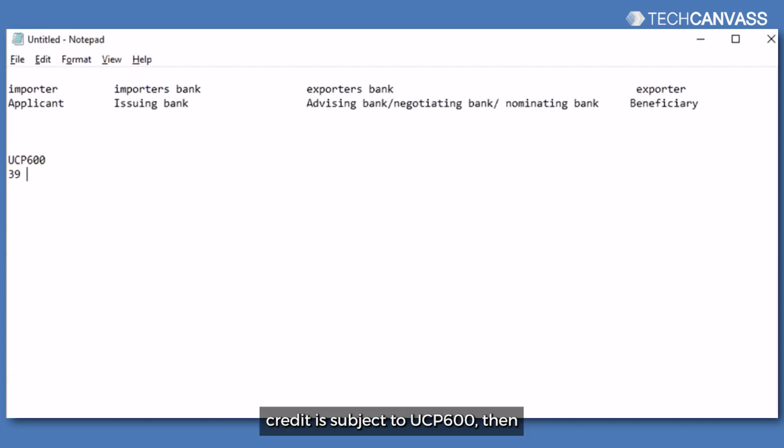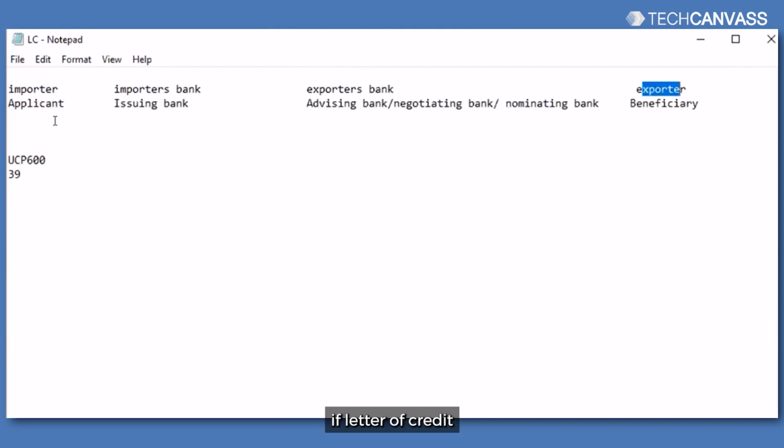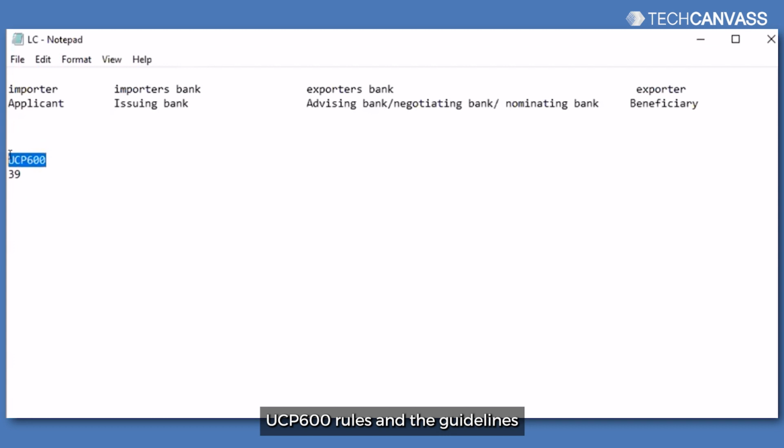If the letter of credit is subject to UCP 600, then the buyer and the seller or the shipping company, everybody has to follow that UCP 600. We have the importer, importing bank, exporter bank, and the exporter. This is subject to, I mean, if the letter of credit follows the UCP 600, it should follow the UCP 600 rules and the guidelines which are there in the UCP 600.